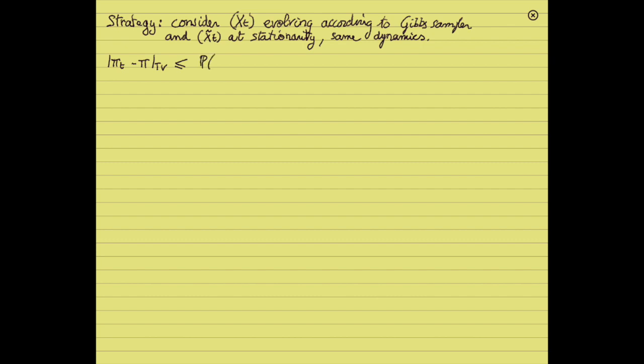But here we will obtain an upper bound on the TV between pi t and pi using this so-called coupling inequality. So we write the probability that xt is different from x tilde t. And this is equal to the probability that the distance between xt and x tilde t is strictly more than 0. And for the distance between x and x tilde, we will count the number of locations v such that xv is different than x tilde v.